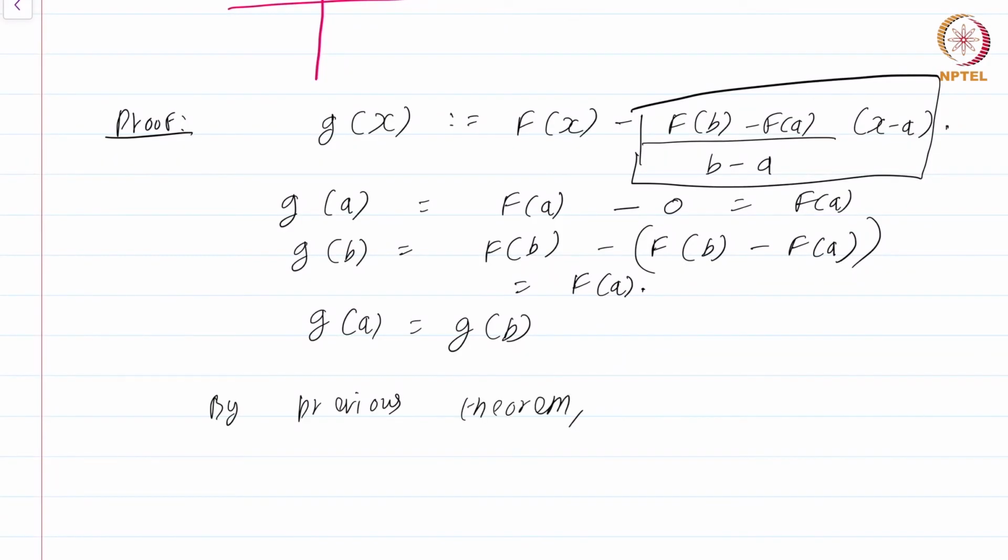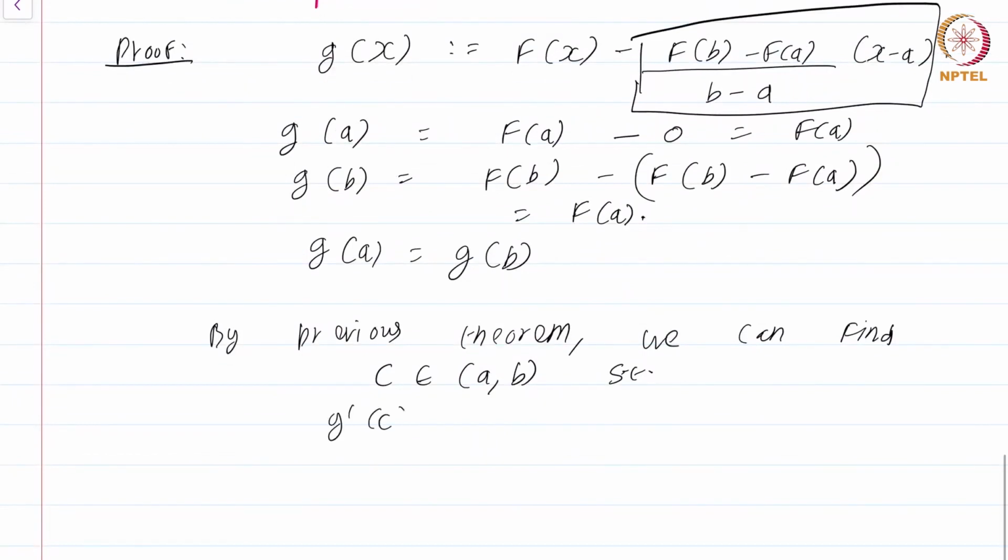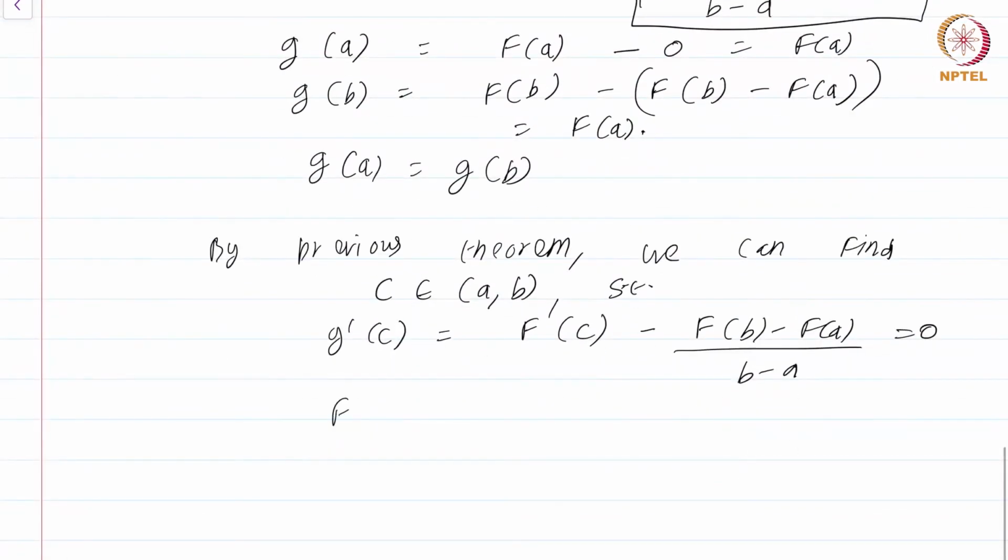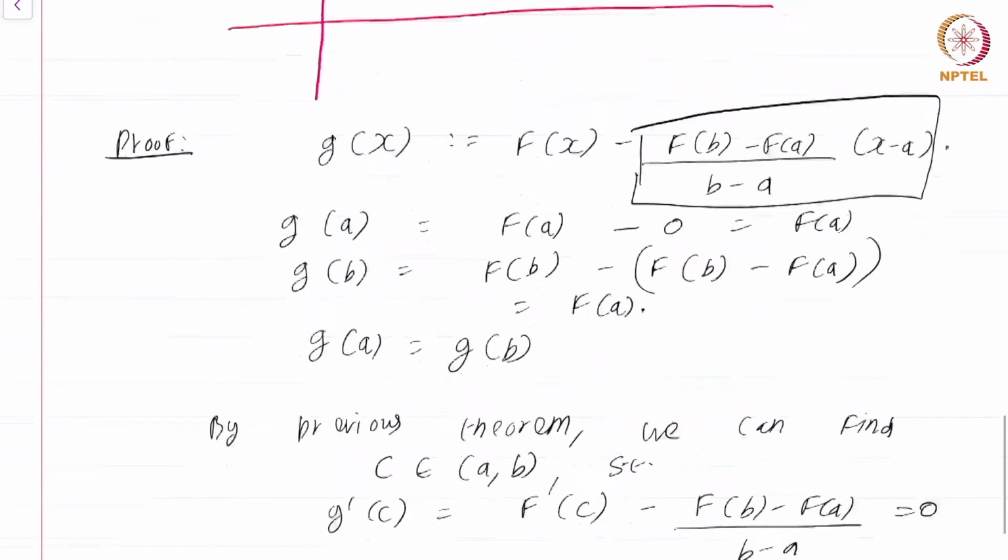we can find c in the open interval (a,b) such that g prime of c, which you can compute, is going to be f prime of c minus f of b minus f of a by b minus a, is equal to 0. Or in other words, f of b minus f of a is equal to f prime of c into b minus a.